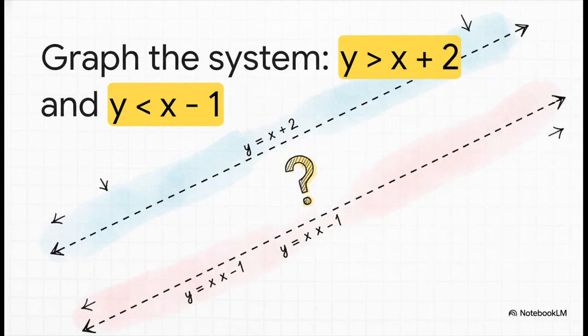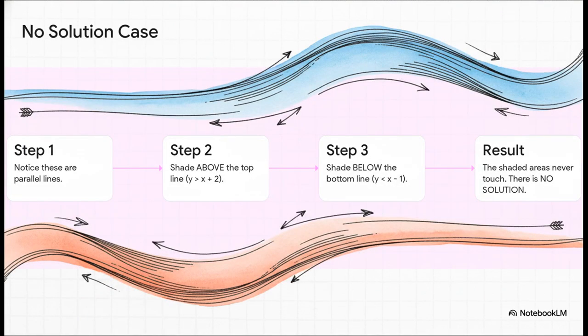Okay, for our last example, let's look at a bit of a trickier situation. What happens when you have a system like this one? Y is greater than x plus 2 and y is less than x minus 1. The first thing you might notice is that both lines have the same slope. And what does that mean? It means they're parallel. They are never, ever going to cross. So we shade above the top line, and we shade below the bottom line. And the shaded areas are actually moving away from each other. They will never touch, which means there's no overlap and therefore no solution.